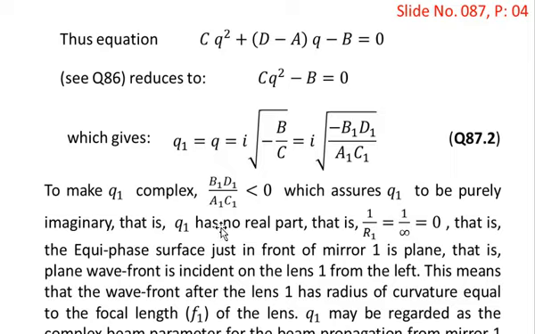So let me show you. This is a condition that we have also discussed in slide number 86. But let me remind you how we can obtain this Q1 and how we can set 1 over R1 is equal to 1 over infinity is equal to 0.